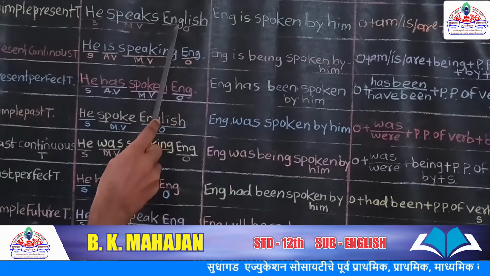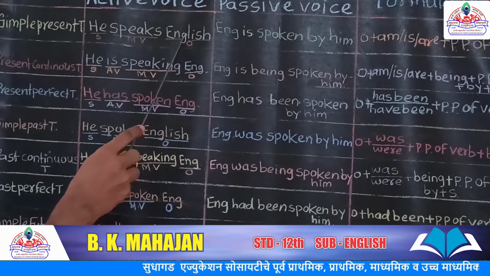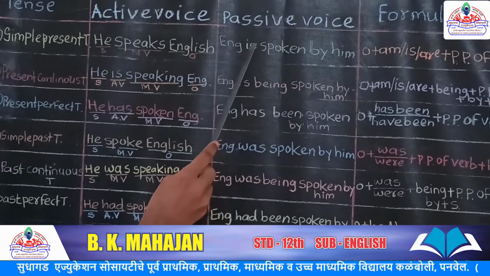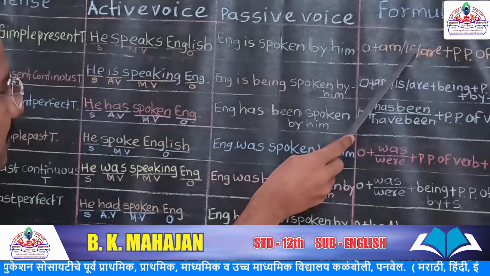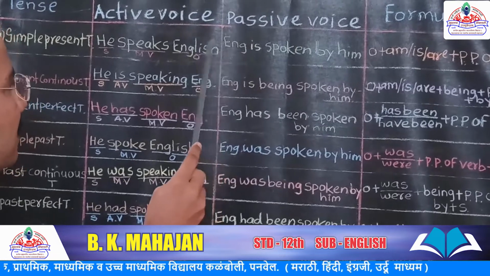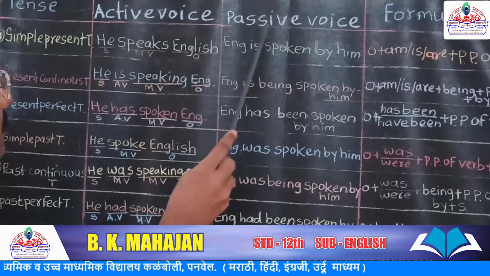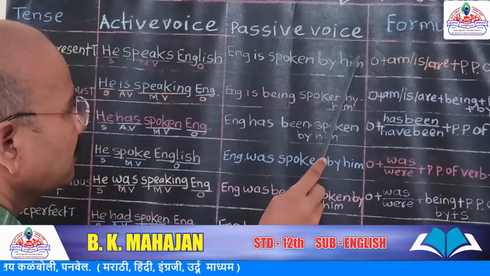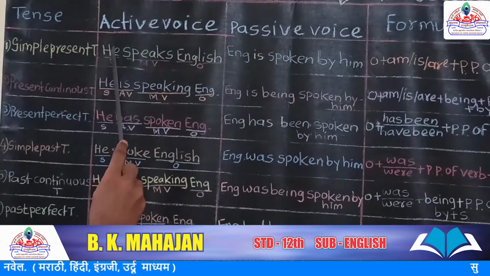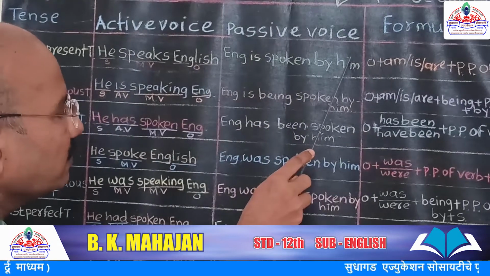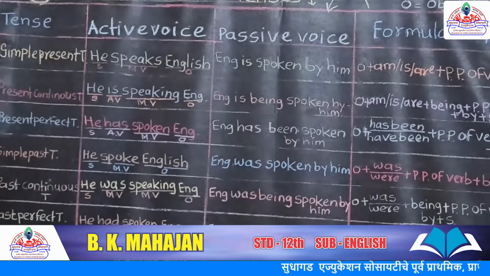The object in this sentence is English. Therefore, we have taken it here. The auxiliary verb is taken because the subject is singular. Third form of speak is spoken, then by, then subject. Subject is he, but it is converted in him according to the rules of pronouns.